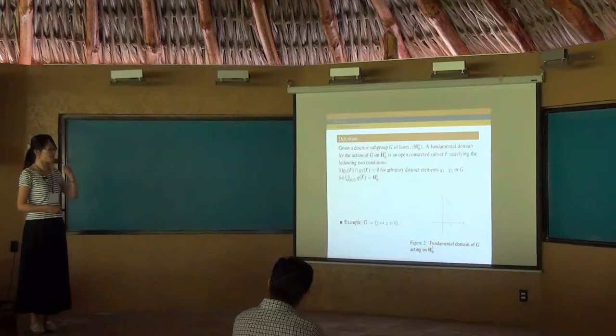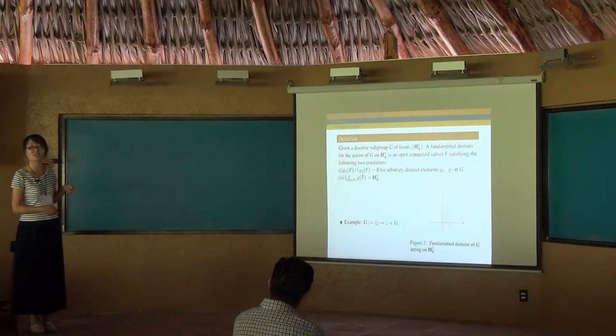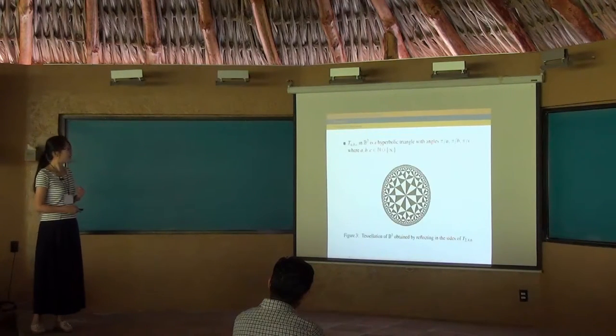And now we give a very simple example of a cyclic group. It's generated by a parabolic element. And we see that this shaded part indicates the fundamental domain of this cyclic group. It's very easy to see.